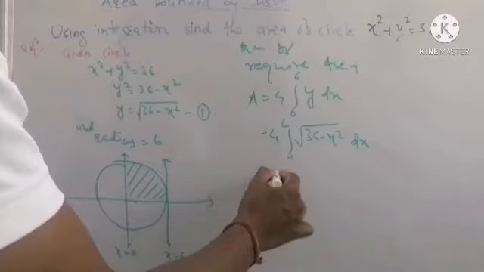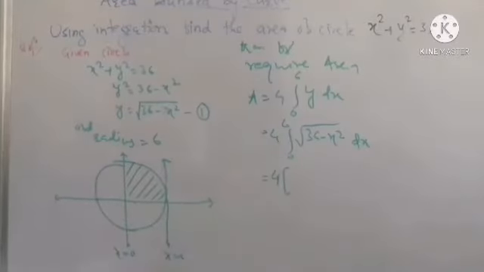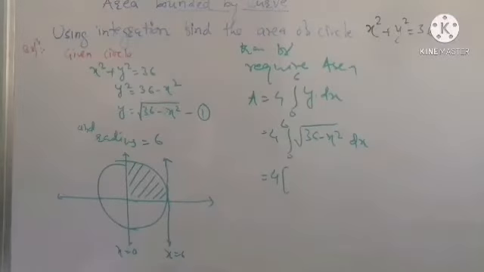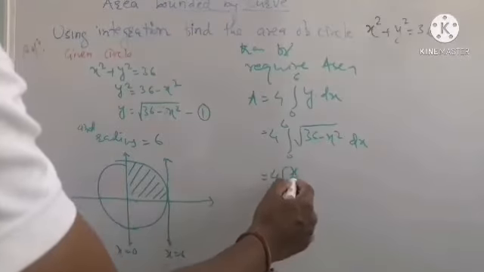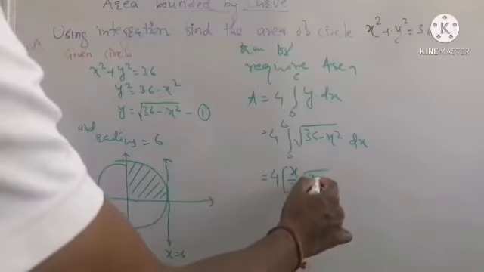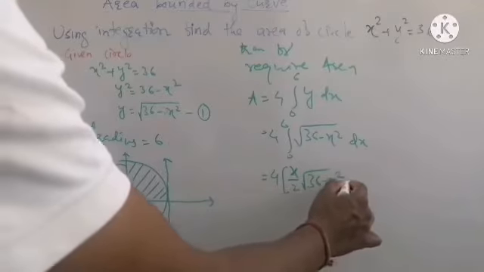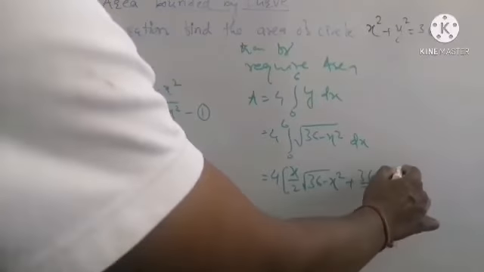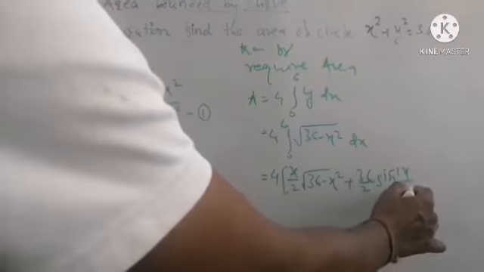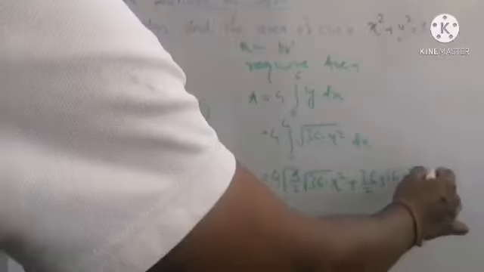As we know, the integration of root of a square minus x square is x by 2 root of a square minus x square plus a square by 2 sin inverse x by a. Here a is 6. So we get x divided by 2 into root of 36 minus x square, plus 36 by 2 into sin inverse of x divided by 6, from 0 to 6.